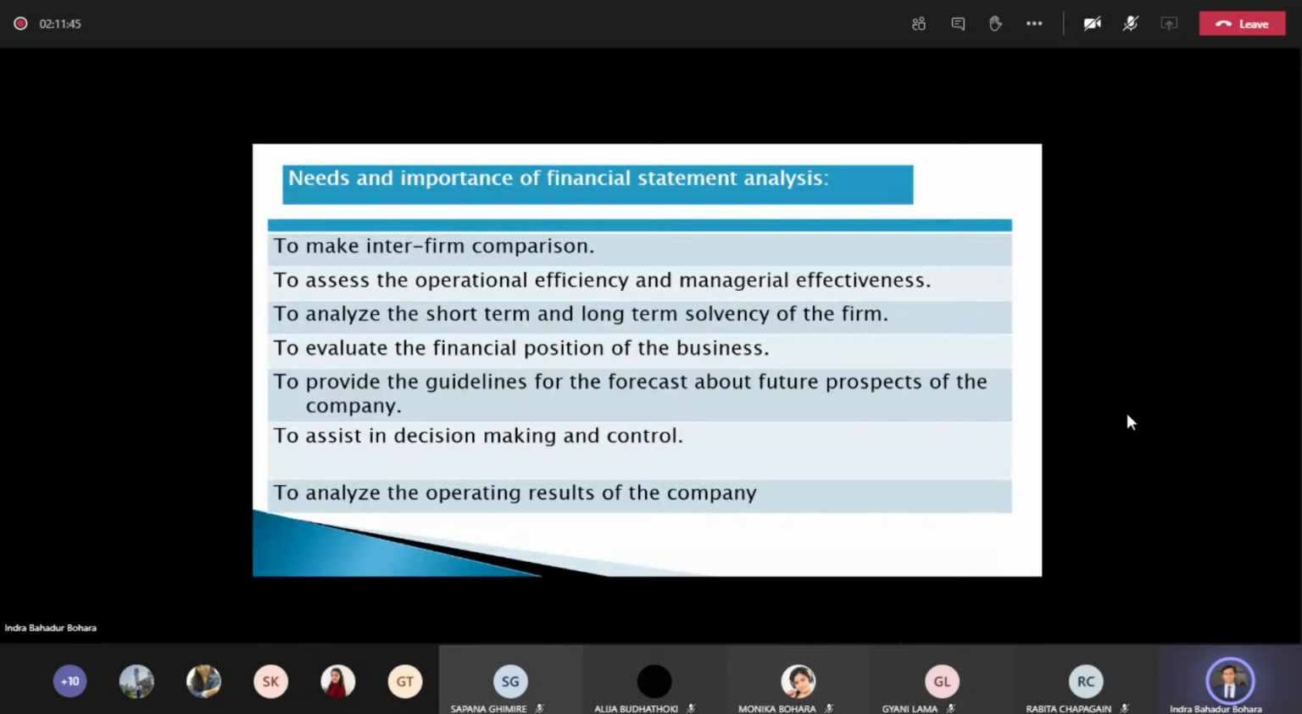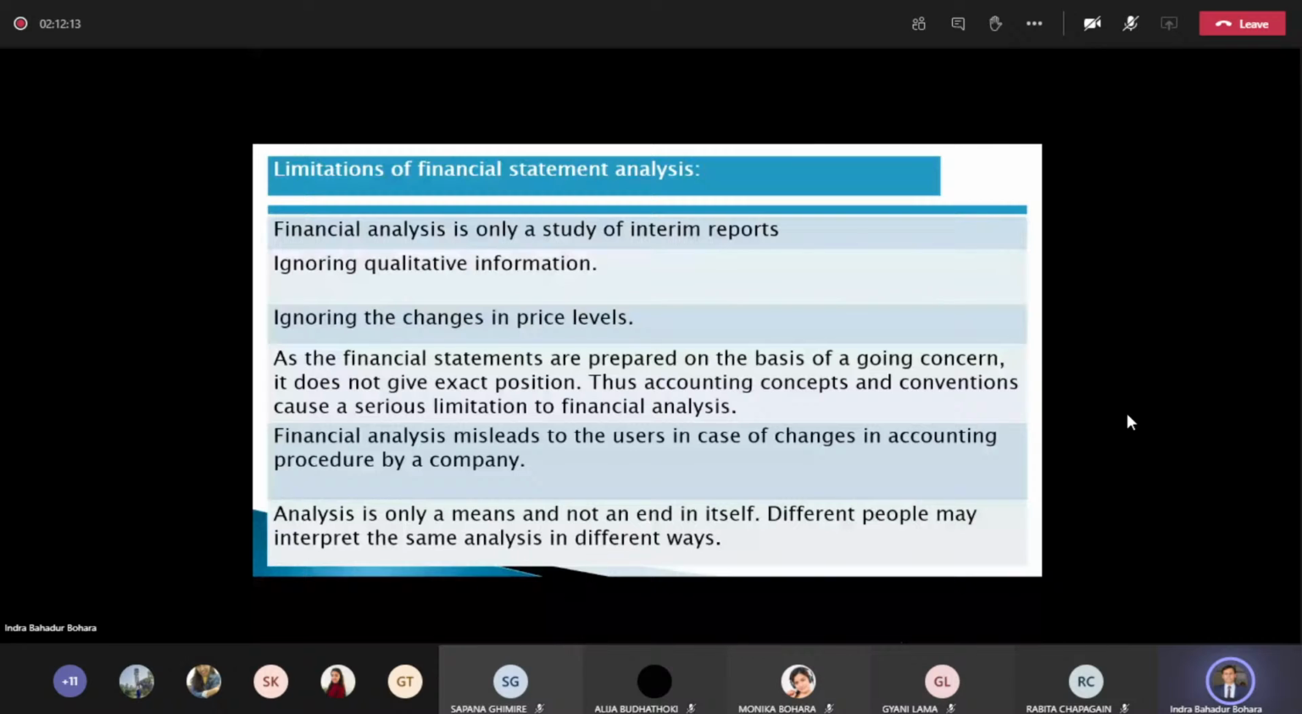Therefore, financial statement analysis provides some insights, some clues for forecasting, to judge and identify the growth and future aspects. Besides this, financial statement analysis certainly helps in decision making, and to analyze the operating result or profitability position of the business. And now, the limitations of financial statement analysis.